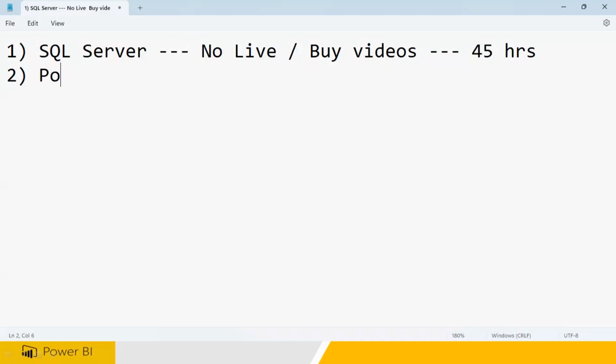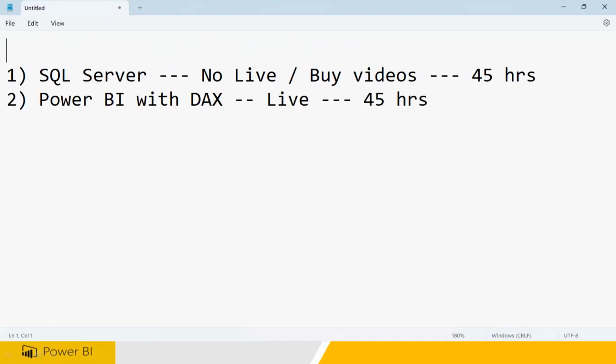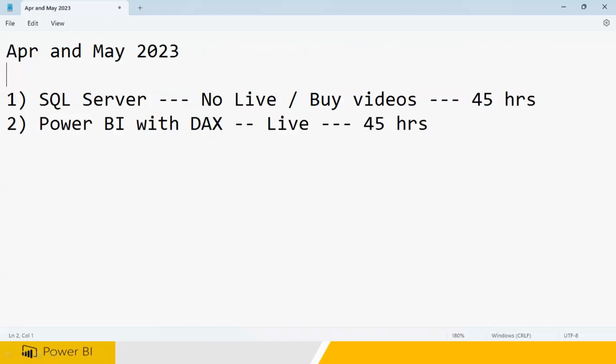The next one, you have to join Power BI with DAX. What is DAX? We'll understand later. You will have live classes, 45 hours, 45 days of live classes. So these are the two things you need to learn in the months of April and May, right? You have to learn them parallelly, not one by one.